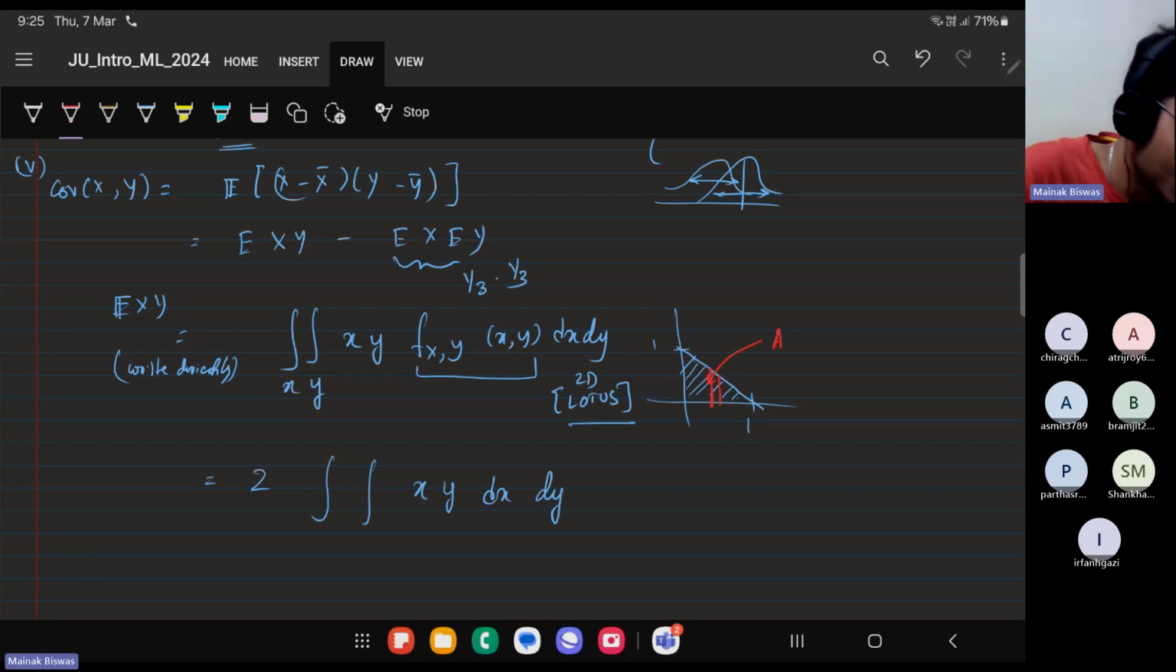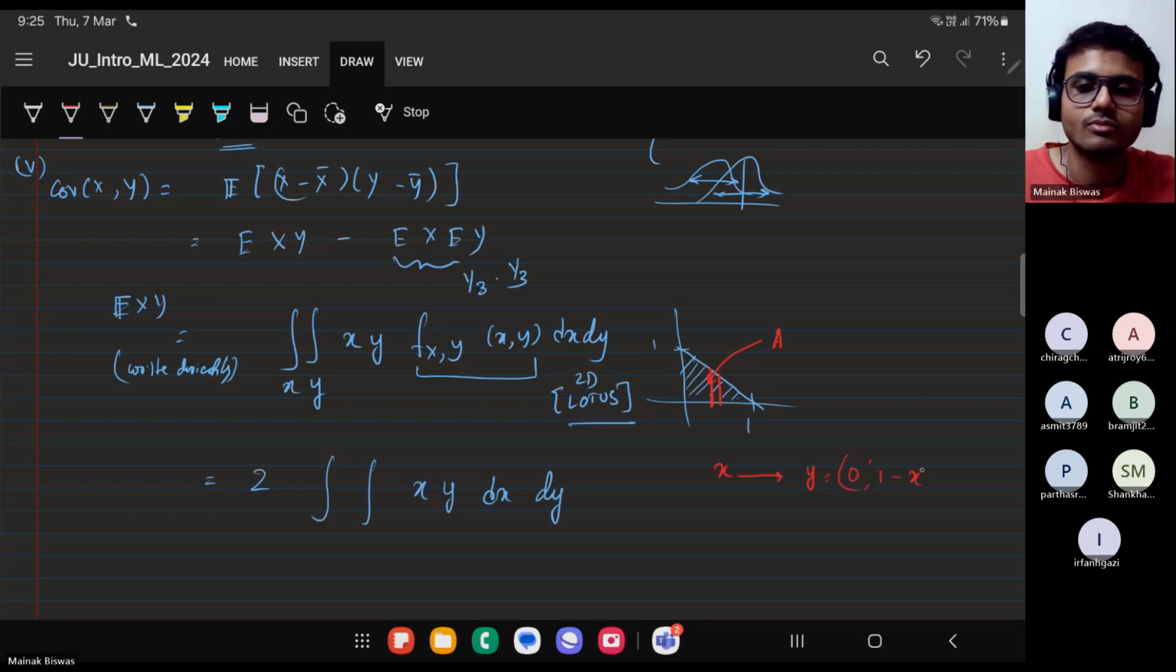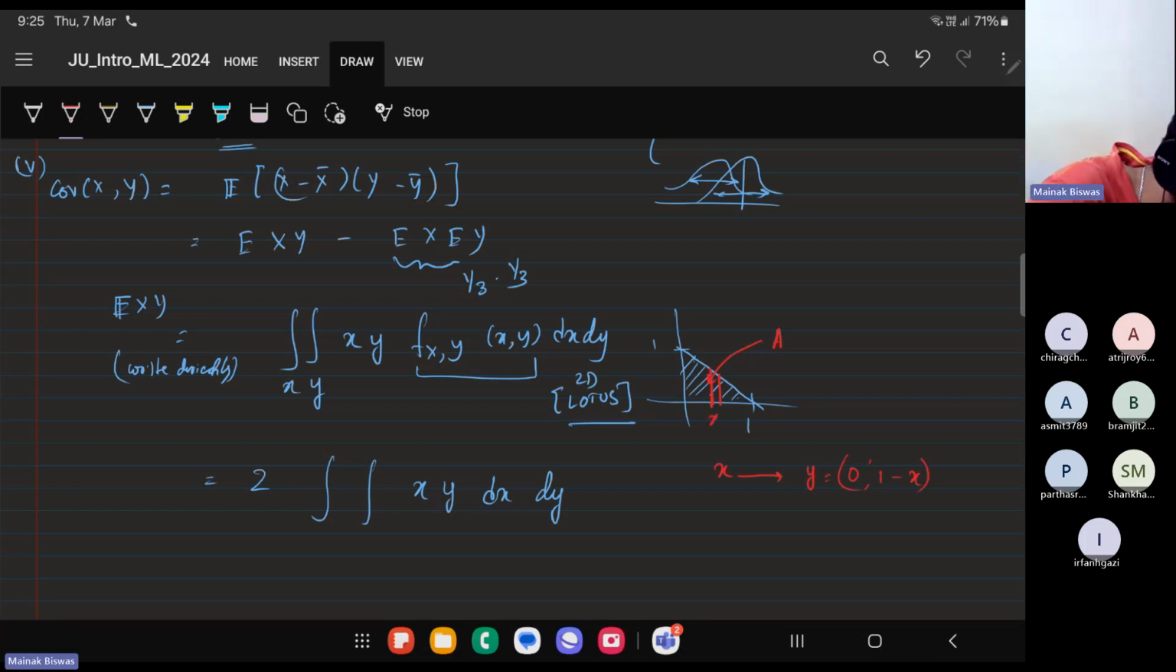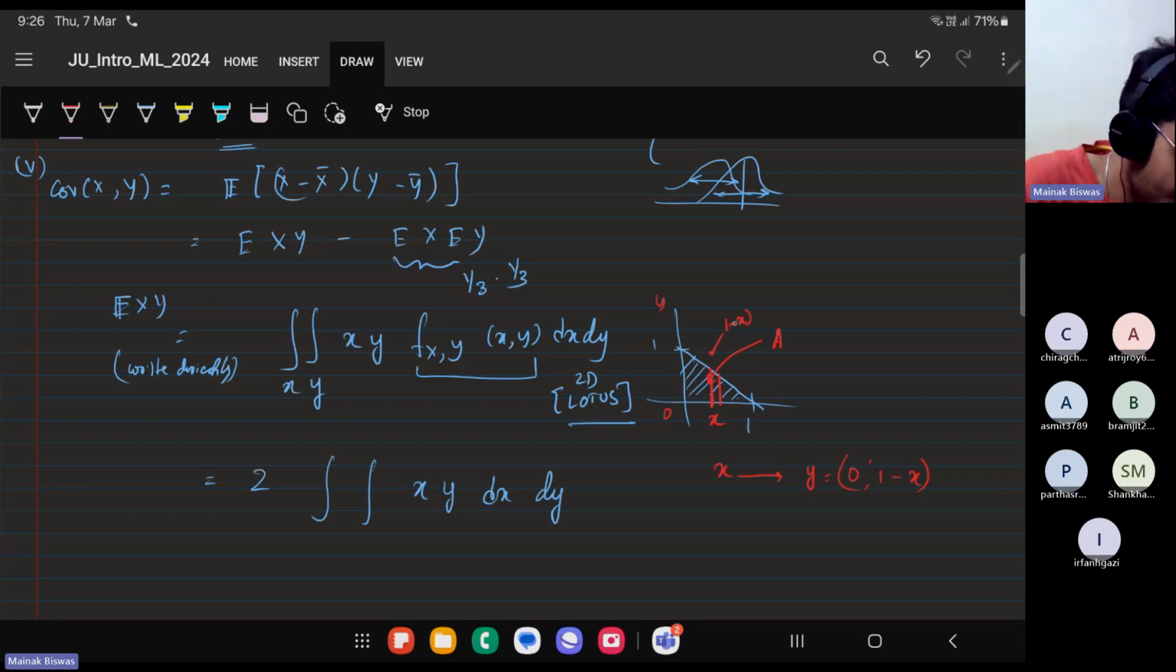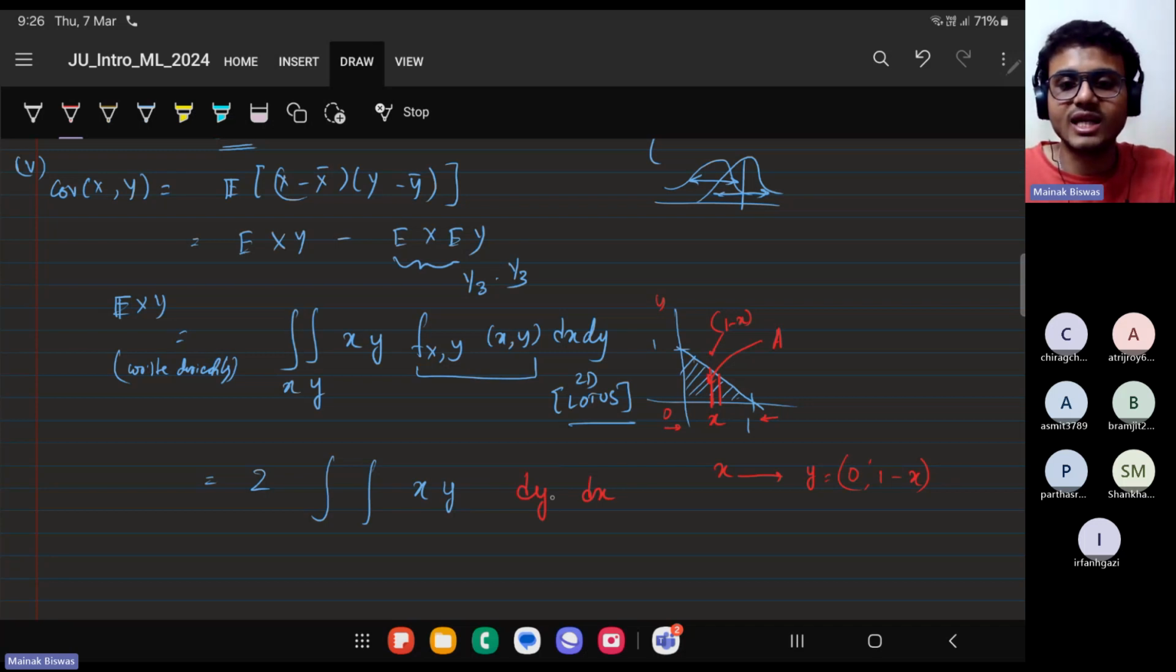What are the values it can take? For one x, y can be between 0 and 1 minus x. Yes or no? I know x, so y can be in between 0 and 1 minus x. Are you following? Now you tell me what would be the limit of x? From where to where x will vary. Let me write x outside. Whichever variable you are taking as the independent variable, keep it to the end.